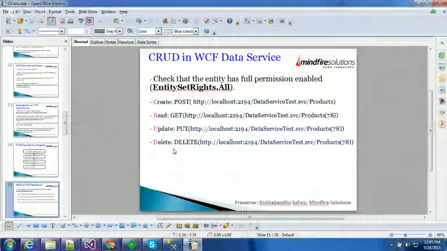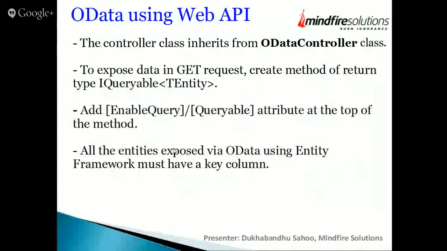Then we'll see how we can use this OData service using Web API. For that, we need to inherit the class from the OData controller, like in the WCF data service, where we inherited from the data service. Similarly here, we need to inherit the class from the OData controller. And the GET request, whichever we are exposing through the Web API service, needs to return IQueryable of the entity. In our case, we'll use this product entity, and for every method which you are exposing, we need to add EnableQuery or Queryable.